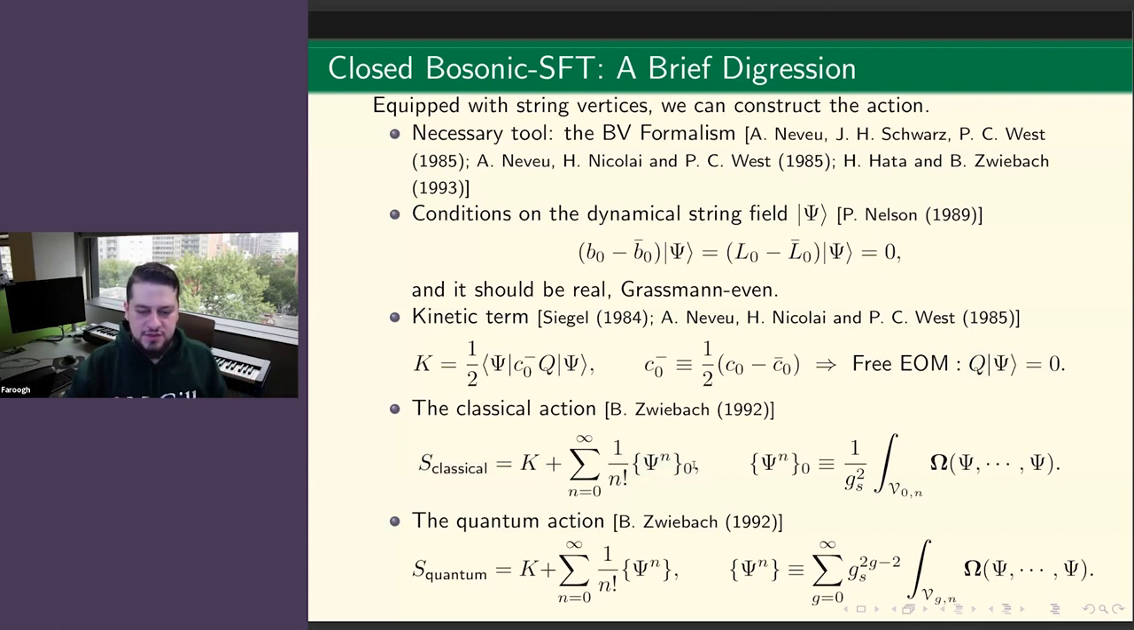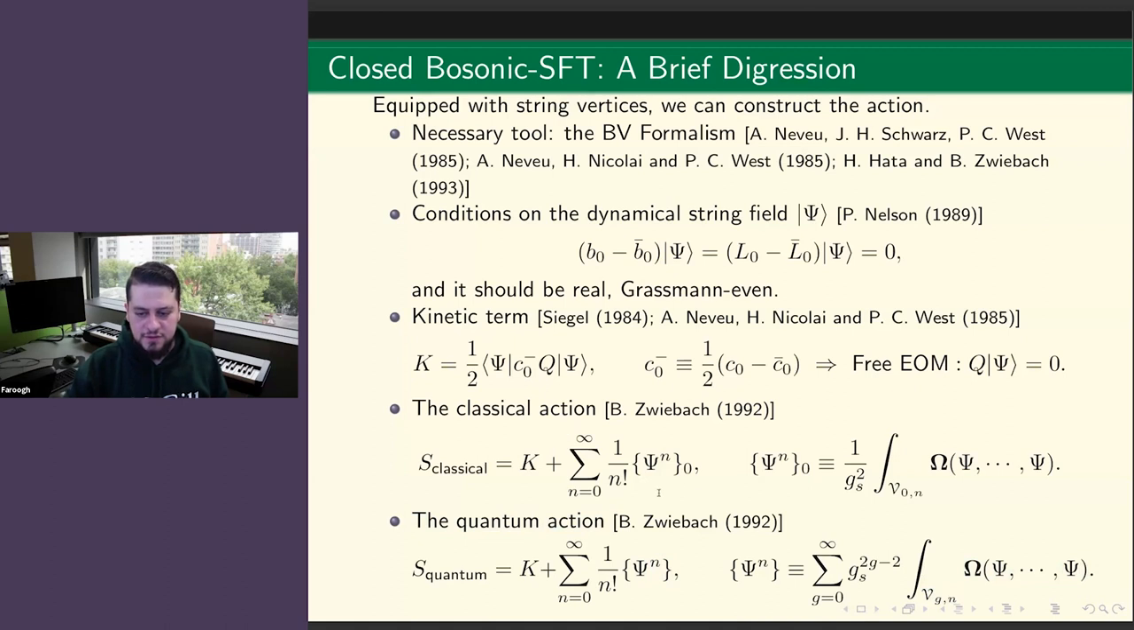It is classical, which basically means that it satisfies the classical BV master equation. And this genus zero string product is an integral over the genus zero string vertex with n external punctures, and GS is the string coupling. Similarly, you can write the quantum action which satisfies the quantum BV master equation, which involves an infinite number of interaction terms. And this string product psi n is defined by a sum over all genera G, and then an integral over the string vertex of a certain differential form.